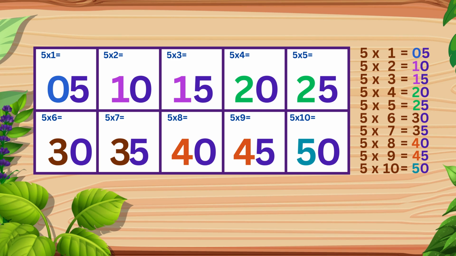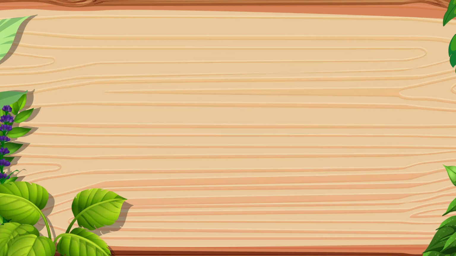Pretty cool, right? Now let's check out the second trick. Start by writing the digits 0 to 6 twice, going down in a column like this. 0, 0, 1, 1, 2, 2, 3, 3, 4, 4, 5, 5, and 6.